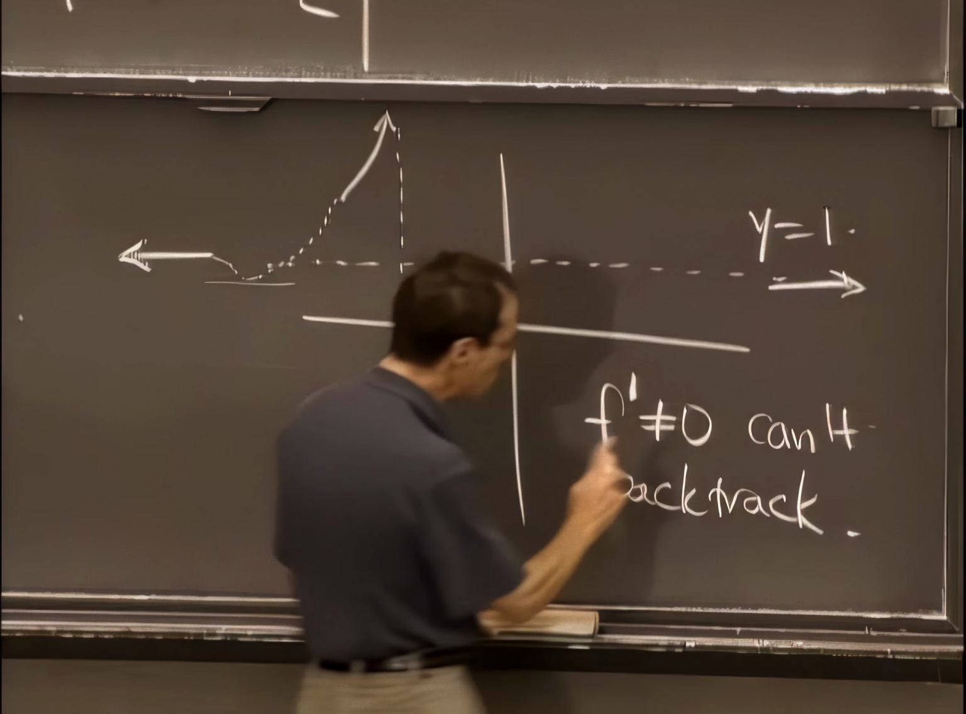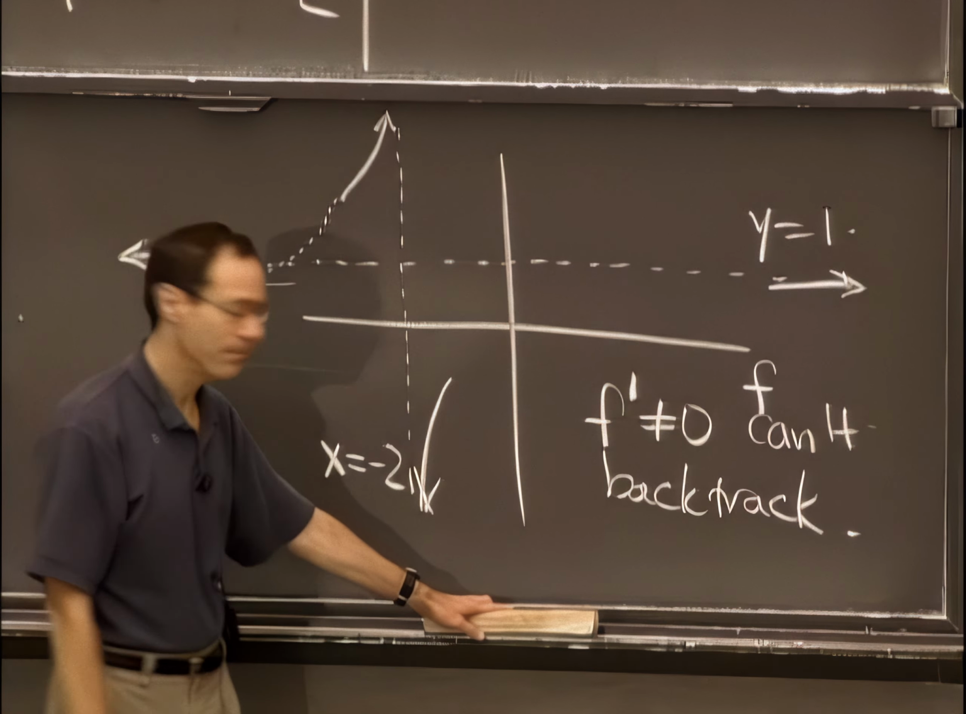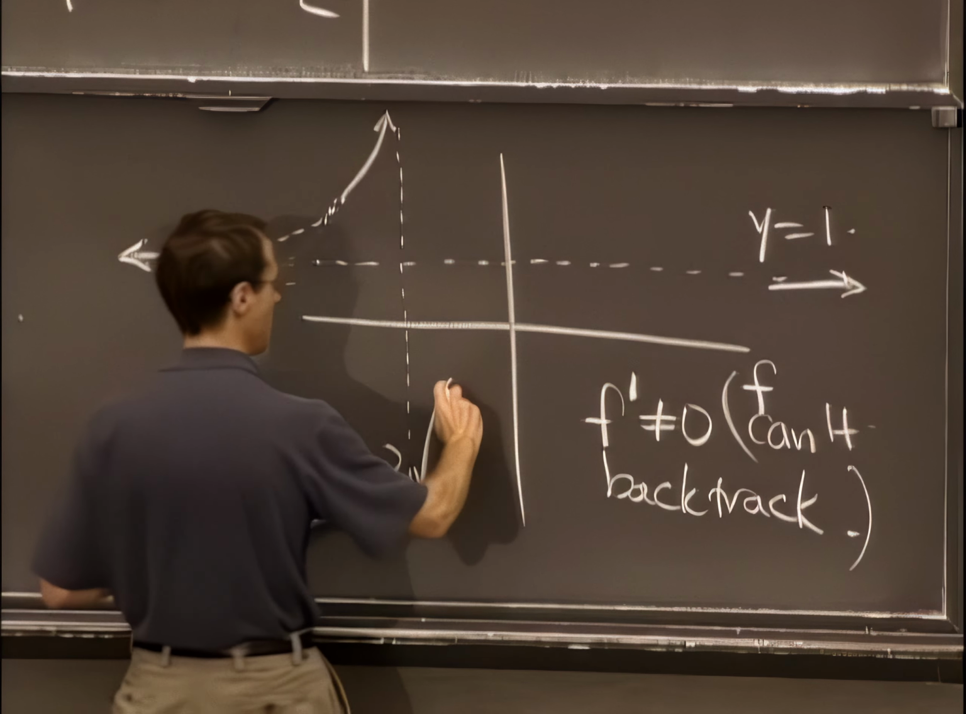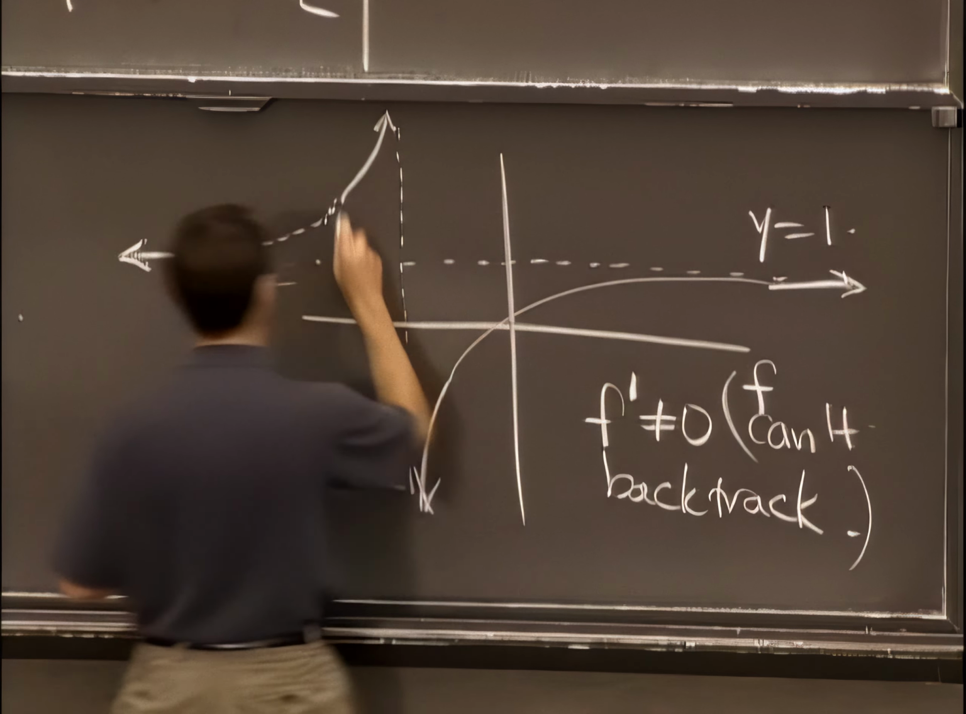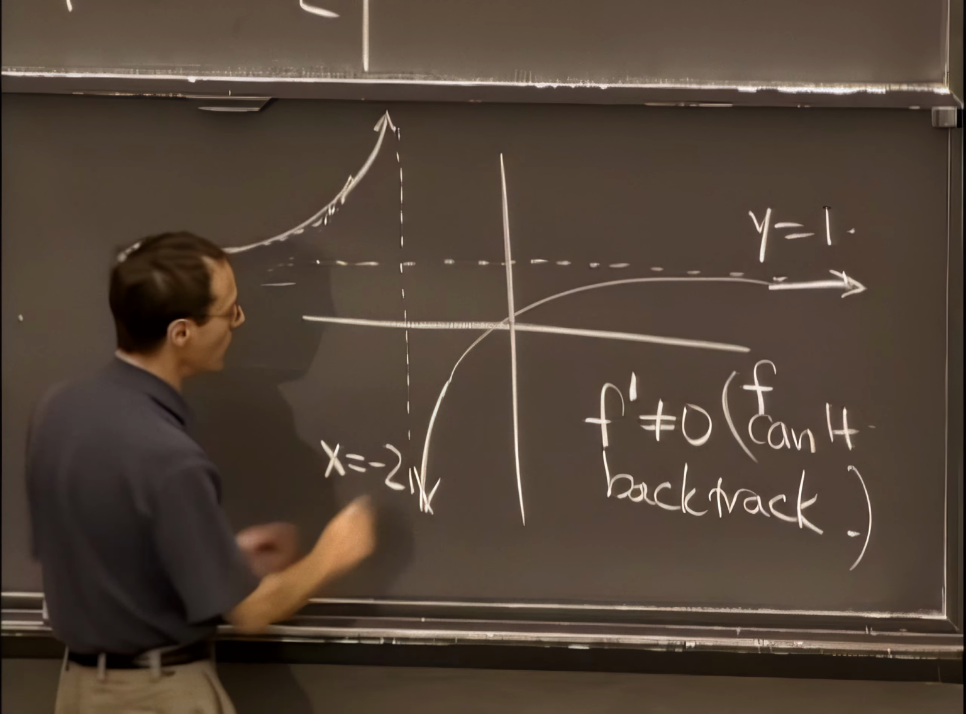So sorry, if f prime is not 0, f can't backtrack. All right? And so that means that it doesn't look like this. It just goes like this. All right? So that's basically it. That's practically the end of the problem. It goes like this. All right, now you can decorate your thing.